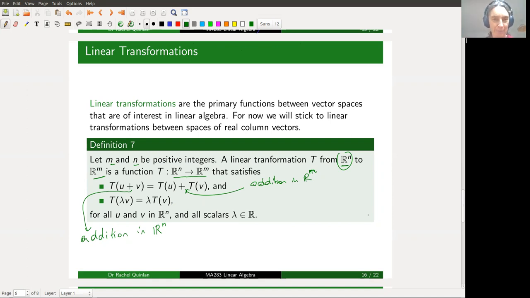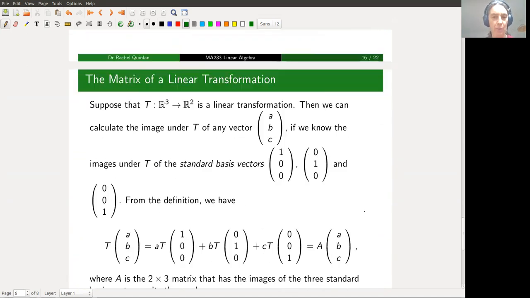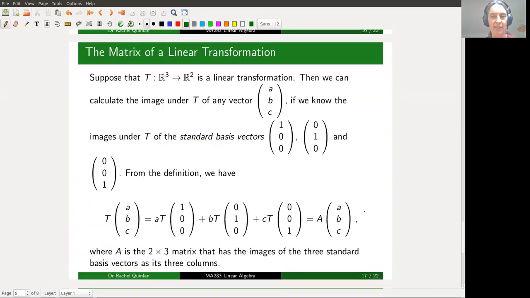Okay, what's the connection to matrix multiplication? Well, first observation is that associated to every linear transformation, we have a matrix, and we can interpret the matrix and the linear transformation as being more or less almost alternative representations of the same thing. Not quite, but almost. So to see what that's about, suppose we have a linear transformation from R3 to R2, and it's called T. We can calculate the image under T of any vector in R3. A vector of R3 typically looks like this: it's a column with 3 entries.